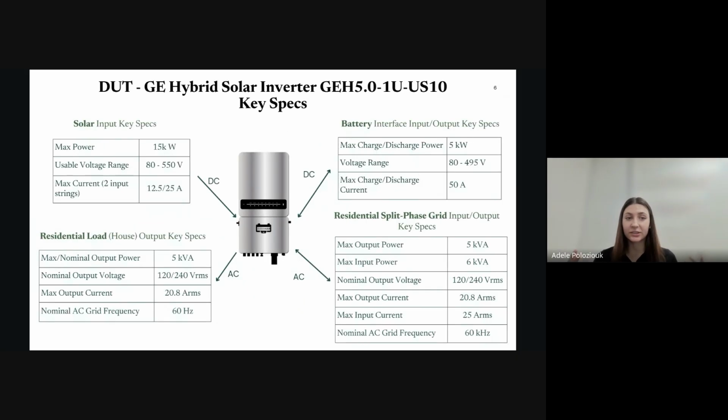Now, let's take a closer look at the inverter I'll be using. The device under test, or the DUT in this case, is the GEH51U US10. Now we can see over here, we have the max solar input at 15 kilowatts. The battery interface has a max charge and discharge rate at 5 kilowatts. The residential house load has a max output power of 5 kVA. And lastly, the US grid has a max power output of 5 kVA, and input of 6 kVA.